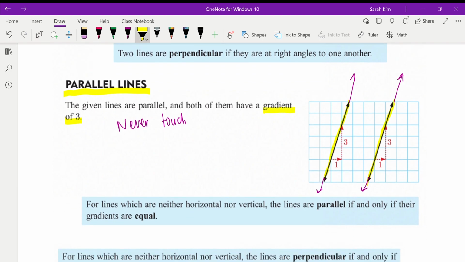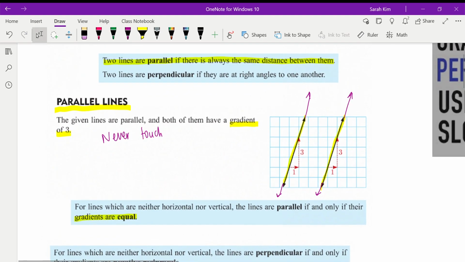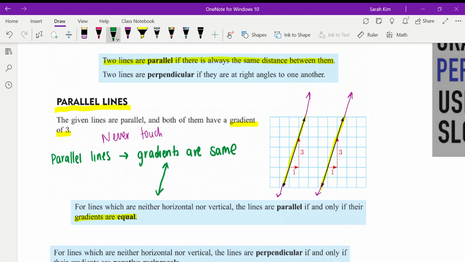For lines which are neither horizontal nor vertical, the lines are parallel if and only if their gradients are equal. This is the most important part. What I would like you to make notes on is something like this. Write parallel lines, write gradients are equal. Draw maybe an example of parallel lines as best you can. This is an example of parallel lines. This is really all I want you to write down in your booklet.